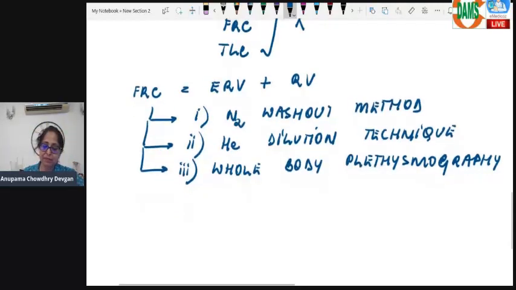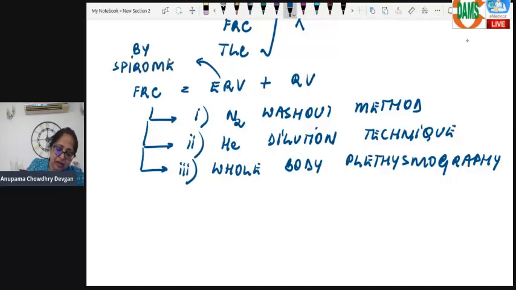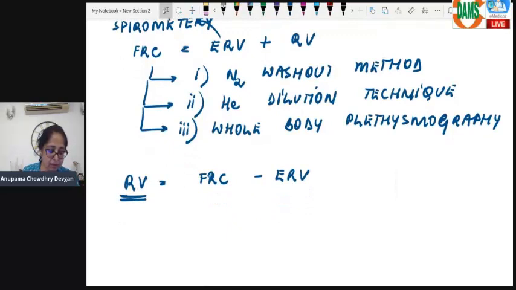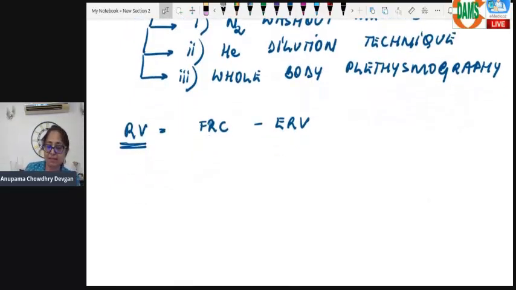So remember, the ERV you can get by routine spirometry. And so, therefore, you can calculate the RV. What is RV? RV will be FRC minus the ERV. FRC by one of the three techniques: nitrogen washout, helium dilution, or whole body plethysmography, and ERV by spirometry. That is how you can get RV. RV is an indirect measurement. Residual volume is FRC minus the ERV.